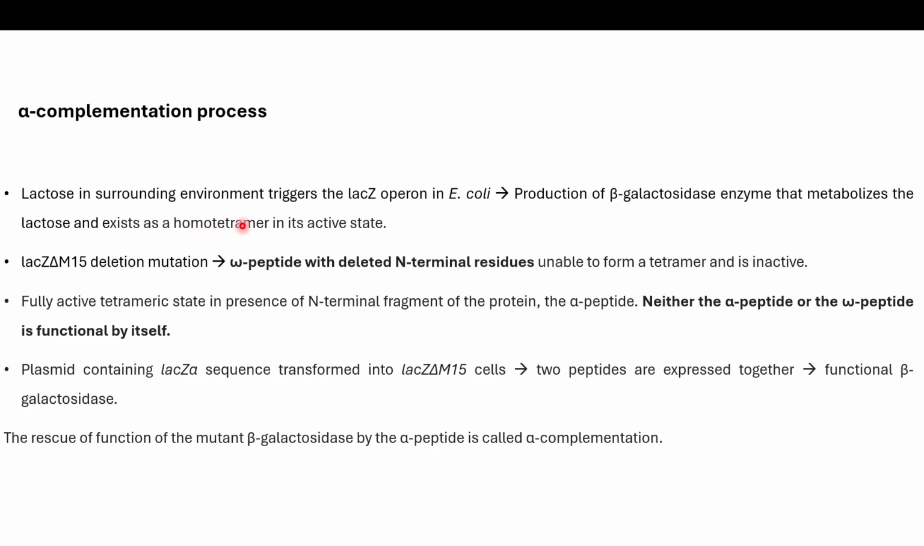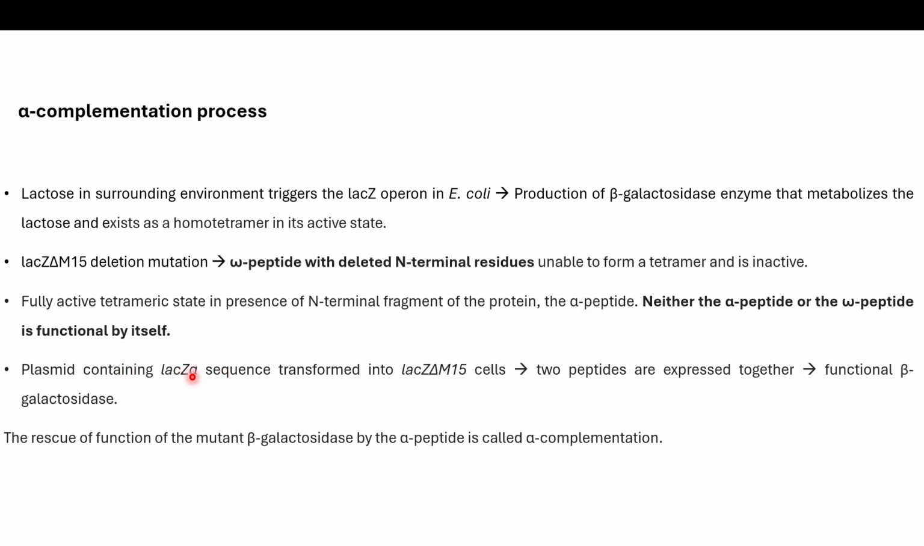Now, the homotetrameric state is the fully active state, which has the full N-terminal fragment of the protein, the alpha peptide. The alpha peptide alone, the N-terminal fragment alone, or the omega peptide without the N-terminal cannot be active by itself. The alpha peptide and omega peptide have to be together, a complete homotetramer, for the enzyme to be completely active.